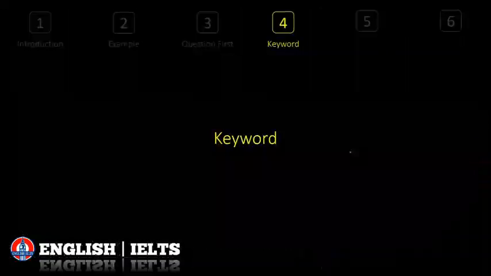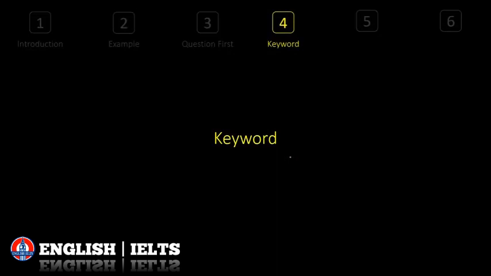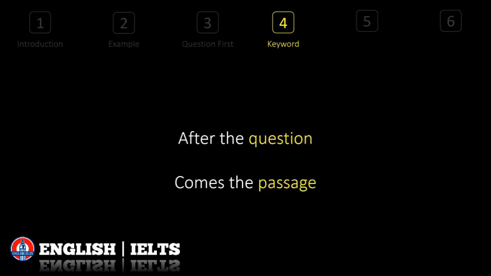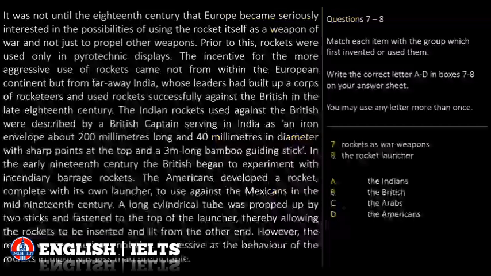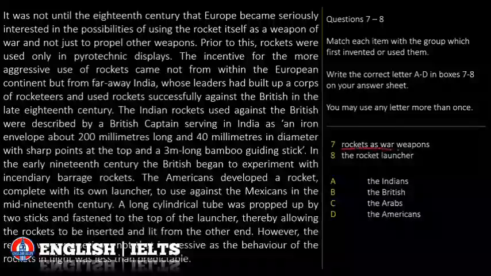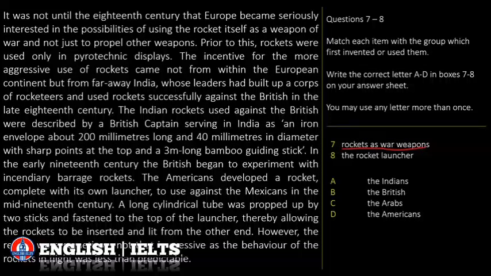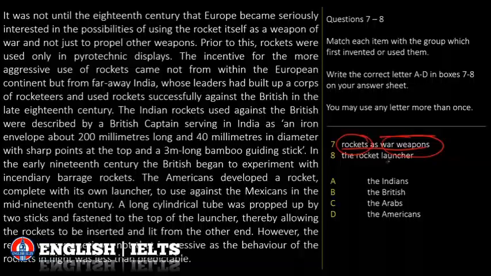Yeah, cool. The next one is keyword. What is this keyword? After the question comes the passage, and after the passage you look for keywords. What are these keywords? Let me show you. Rockets as war weapons. Rockets and war weapons should be used, or a synonym of war weapon might be used. I'm not saying exactly they'll be used as war weapons, but whenever you see rockets and war weapons together, you should get a signal: my answer probably is here.